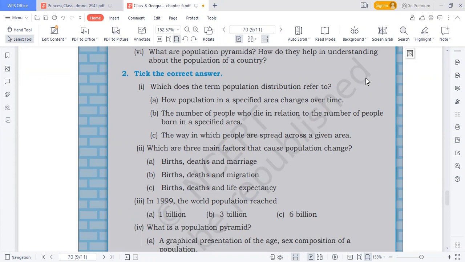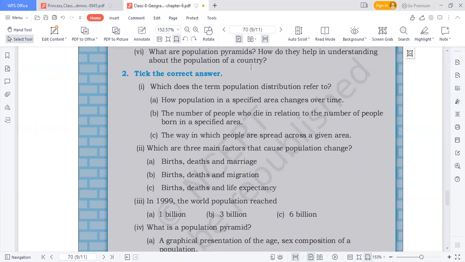Which are the three main factors that cause population change? B, births, deaths, migration. If you are having technical issues in relation to your network, you can send your messages in the chat. For example, Japji and Avdi gave the correct answer: birth rate, death rate, and migration are the indicators through which we can study population change.